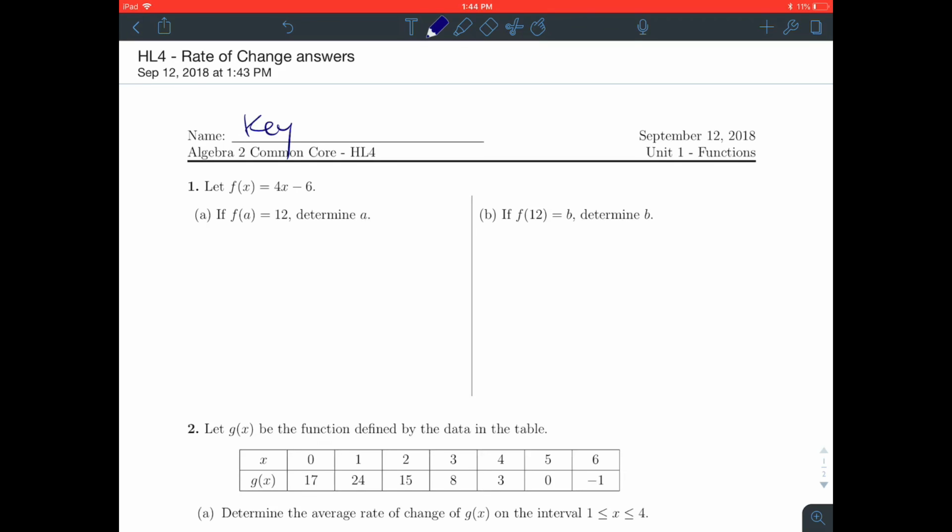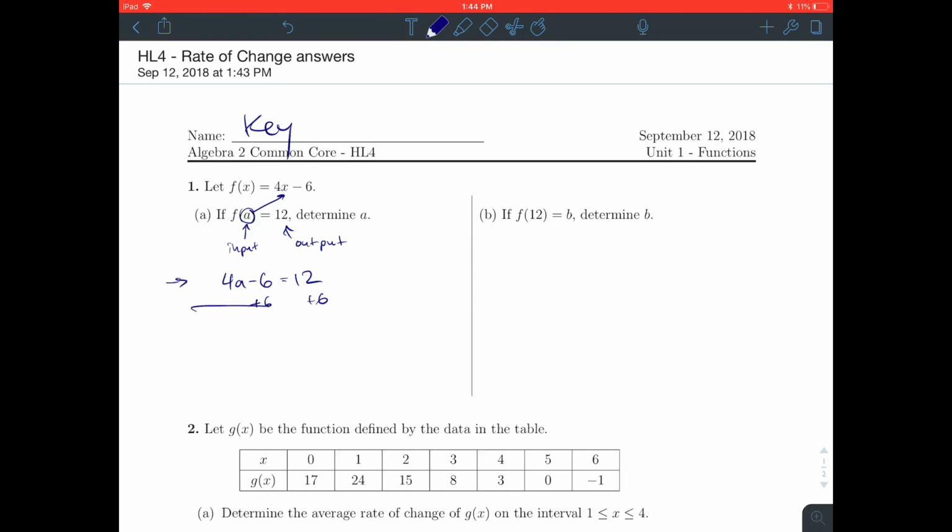Let f of x equal 4x minus 6. If f of a equals 12, determine a. Looking at this function, the most important thing is classifying input and output. Because a is in the parentheses, a is the input, and 12 is the result, so 12 is the output. When we input a into the function, it gives us an output of 12. Once we create this algebraic equation, all we have to do is solve for a using inverse operations.